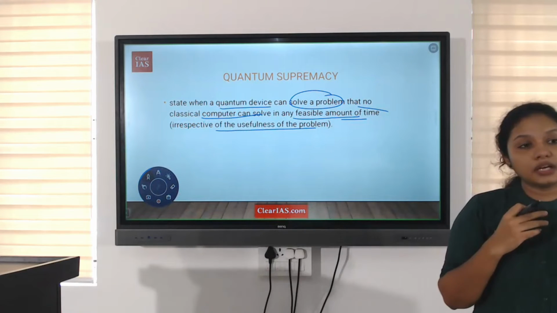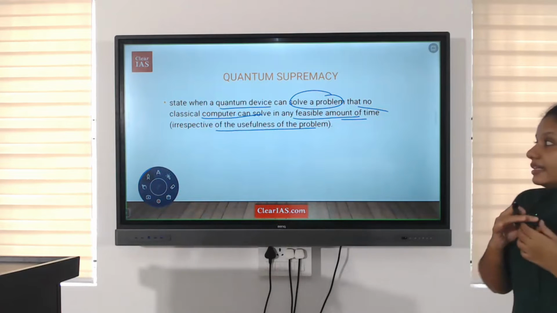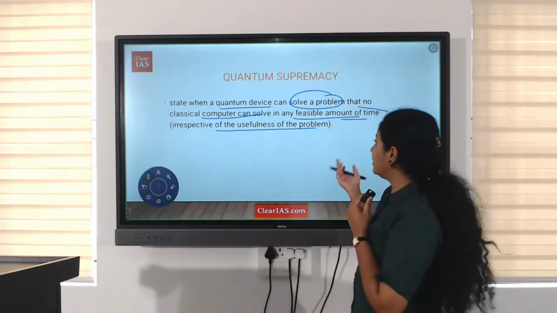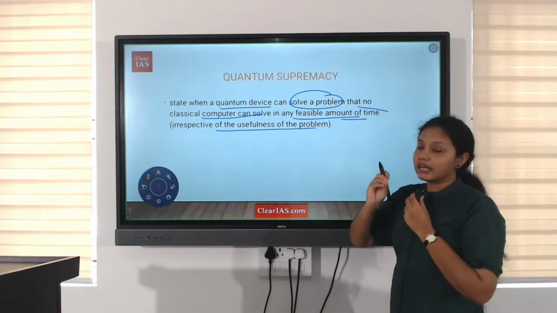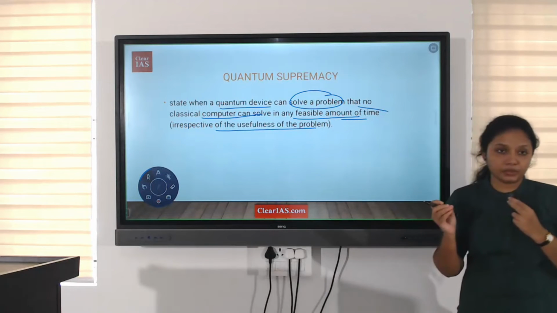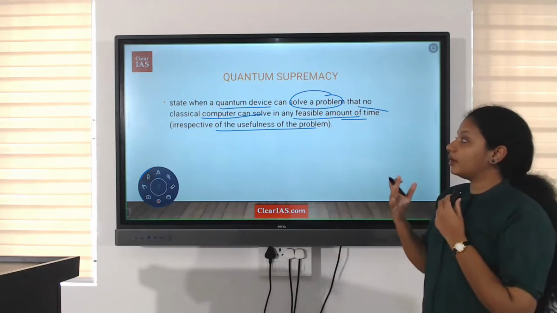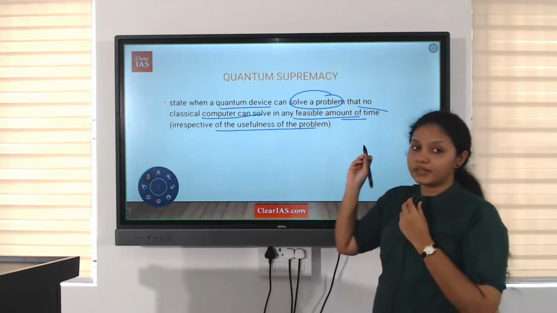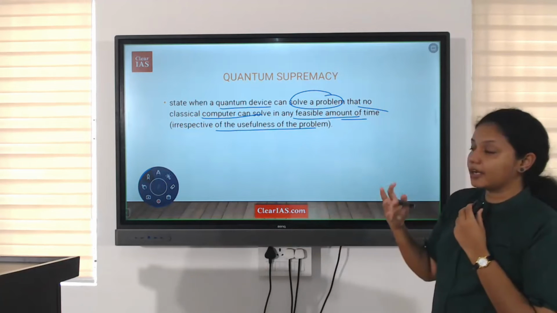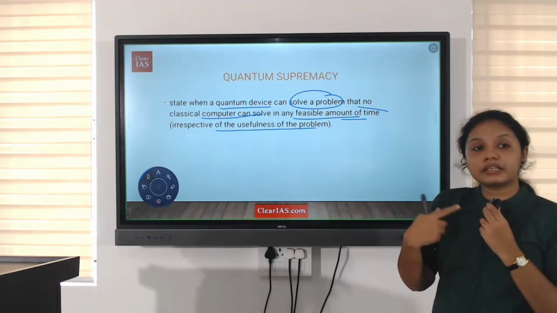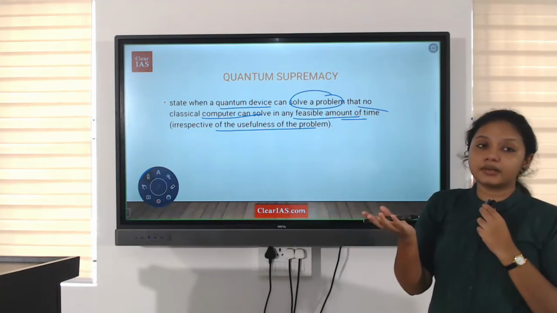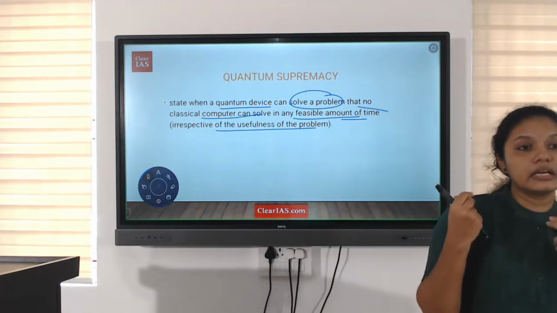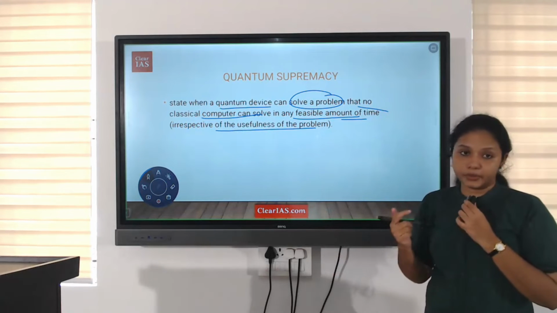Quantum supremacy means the higher ability of quantum computers. It says they can solve problems, such as mathematical problems, even when a classical computer can't solve them. Quantum devices are so efficient that they can solve problems in a feasible or much shorter amount of time compared to classical computers. If classical computers need 10,000 years, quantum computers can solve it within 200 seconds. That much efficiency is there in quantum supremacy or quantum computers.